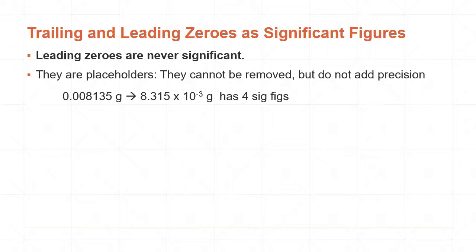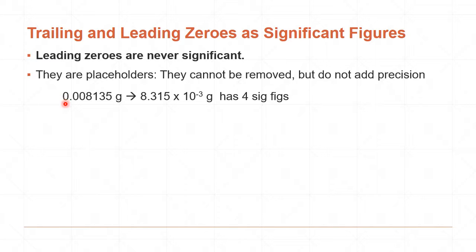So let's first talk about what happens when you have leading zeros in front of the first non-zero digit. So in this example, I have 0.008135 grams. So a very precisely measured mass, but it's also a very small mass. So I have 3 leading zeros here. And it's not really necessary to put this first one in.